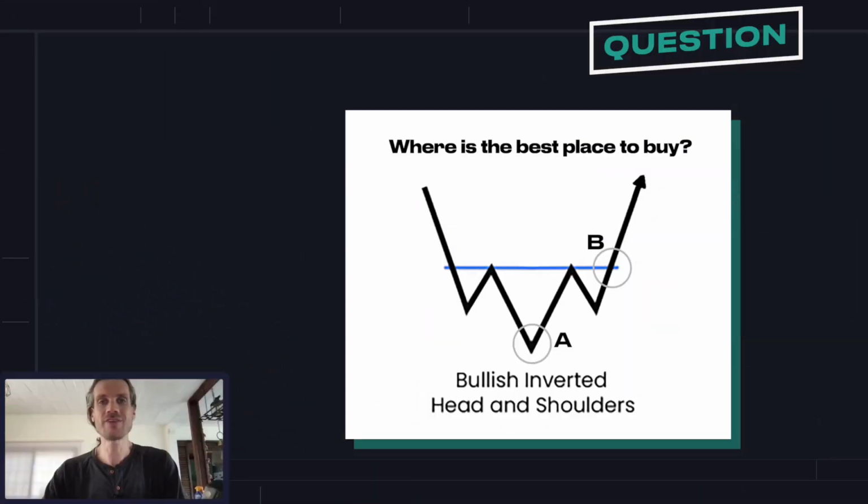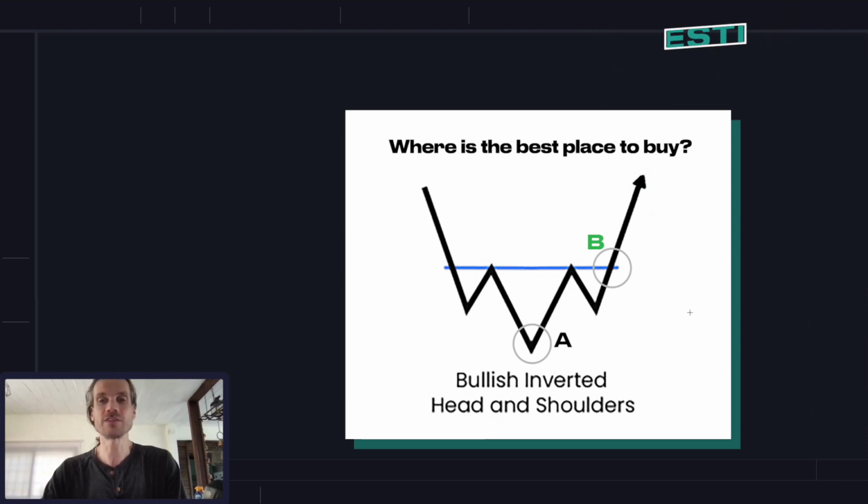Where is the best place to buy in this inverted head and shoulders pattern? Is it A or B? The answer is B. Traders who buy A may reap the most profit, but they have the most risk, as the price action, as we highlighted with REN, could essentially just roll over at some point before confirmation of the reversal has taken place. So B is the best place to buy.